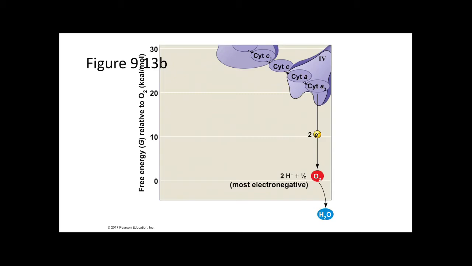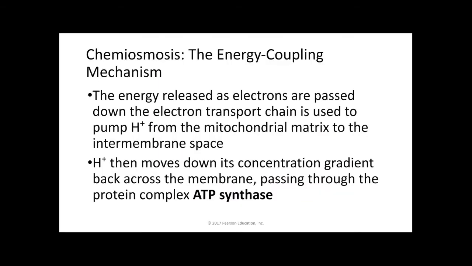And this is just furthering the understanding of the movement. You can kind of see the movement of electrons going down, combining with oxygen to make water. All right, so what is this chemiosmosis we're talking about? The energy that is released when these electrons are moving down the electron transport chain is going to be used for a specific purpose. It's going to be used to pump hydrogen ions from the mitochondrial matrix into the intermembrane space.